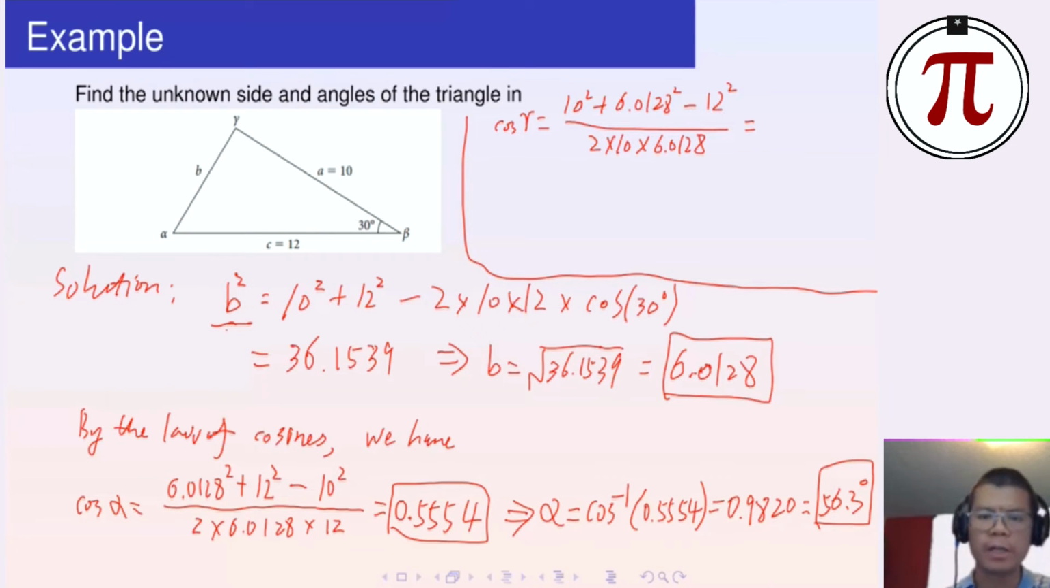So you need to firstly find the top in the parentheses, and divide it by the parentheses of the product. So what is on the top? And then divide the top by the bottom in the parentheses. Firstly, in the parentheses, 10 squared plus 6.0128 squared minus 12 squared. Over the parentheses, 2 times 10 times that.